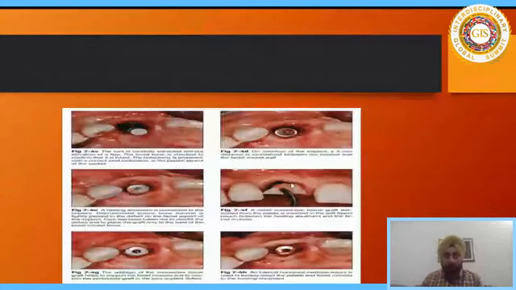Here a connective tissue graft is placed simultaneously along with the implant placement to achieve a good apposition, because we cannot always bring the flaps to close approximation, so we use the CTG here and then place the healing abutment.